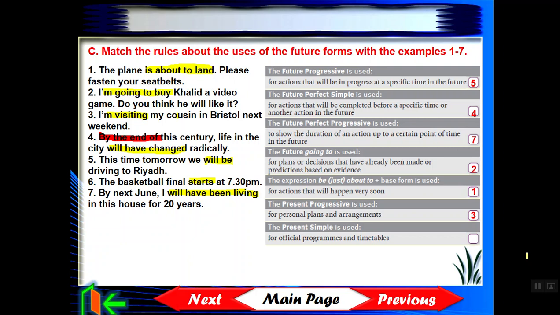خطط شخصية. The last tense is the present simple. It is used for official programs and timetables. When we talk about the future, we can use the present simple when you talk about المواعيد, السفر, and any programs for courses, anything like that. It is left with number 6. Okay? So you need to go and read with focus. You should focus on each of these tenses, how we can use them in the future and connect them to the sentences here. You should focus on the verb and the time expression given here.